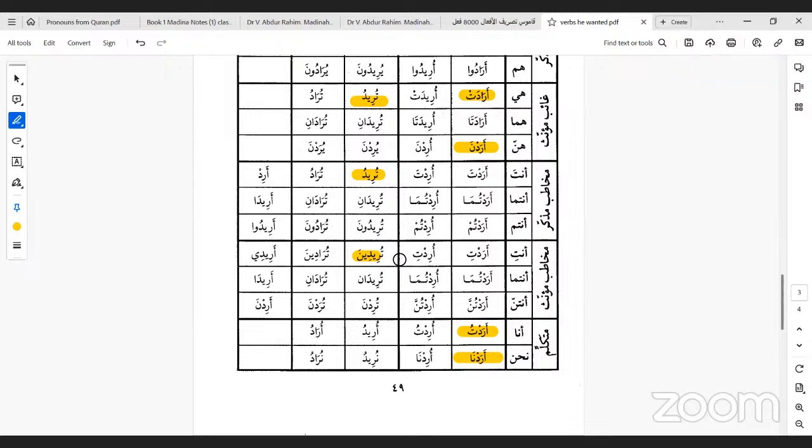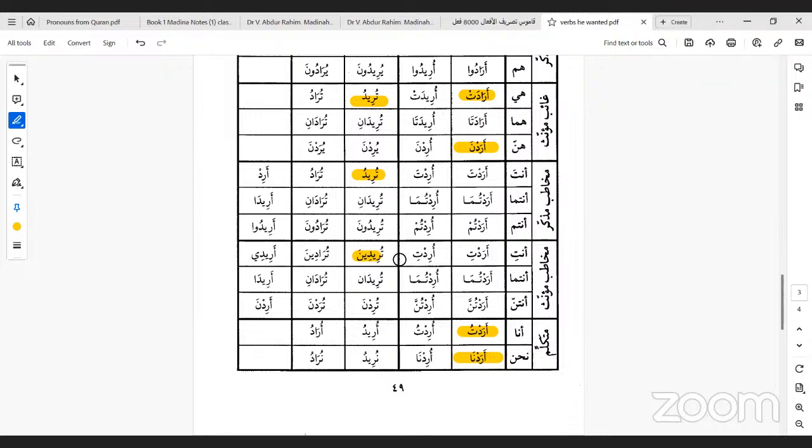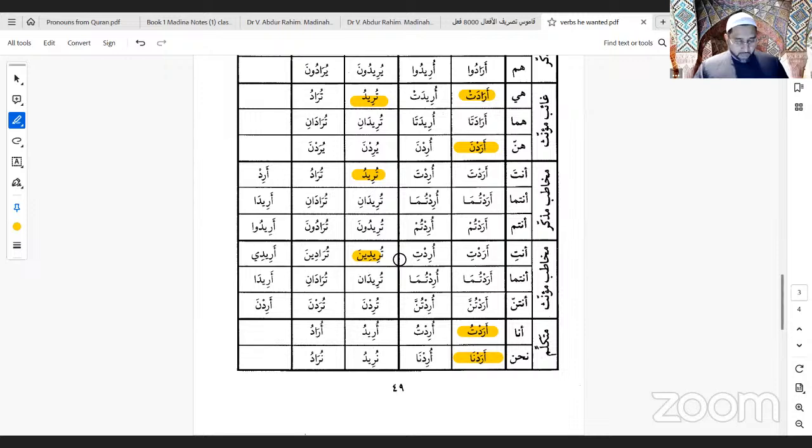Anti tuti'ina, antuma tuti'ani, antunna tuti'na, ana nuti'u. No, uti'u. Ana uti'u. Nahnu nuti'u. Okay, brilliant. Right.